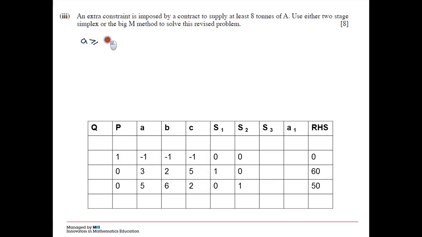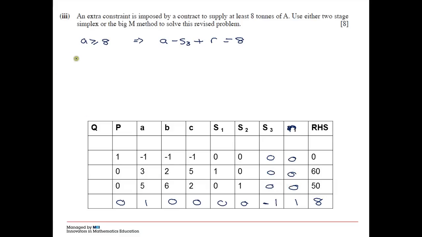We know that A has to be greater than or equal to 8. So in other words, A minus S3 plus, now because I used A, B and C, I shouldn't really have used an A there, so I've used an R. And that's my additional constraint, which I'm going to put down at the bottom. Otherwise, the surplus and the artificial have zeros in them.